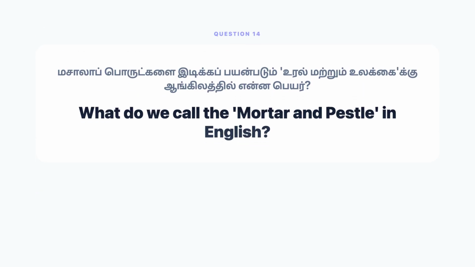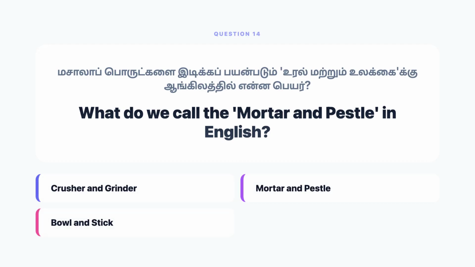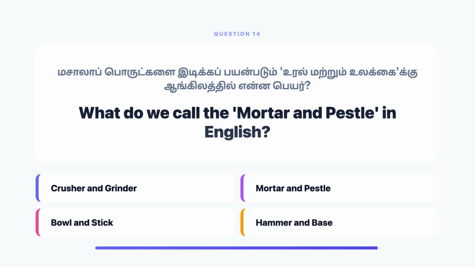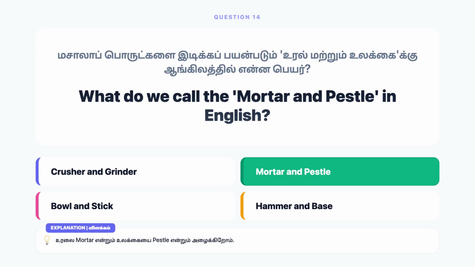What do we call the mortar and pestle in English? Crusher and grinder. Mortar and pestle. Bowl and stick. Hammer and base. And the correct answer is mortar and pestle. Excellent. You got it right.